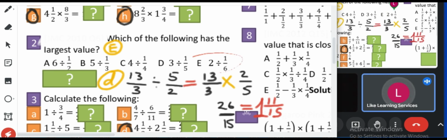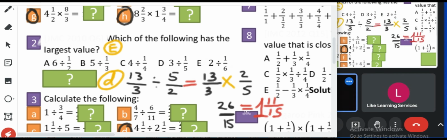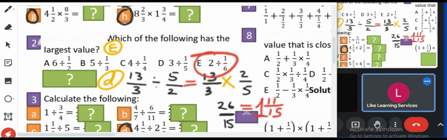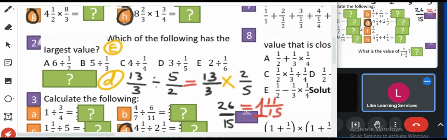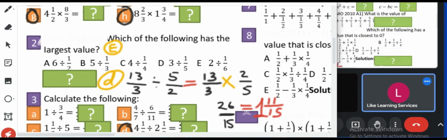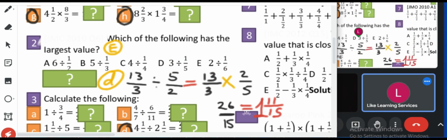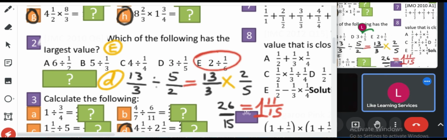2 divided by 1 over 6. Let's go. This E. On 3? E. Go. Yes, that's it. E. This E. Let's do it here.